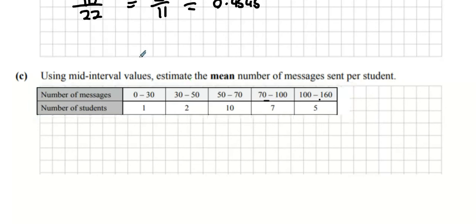Estimate the mean. 0 to 30, half it is 15. 30 to 50, 80, half it is 40. 50 to 70 is 120, half it, and you get 60. 70 to 100 is 170, half it, and you get 85. And then 100 to 160 is 260, half it, and you get 130. Okay, and we're going to multiply it out.